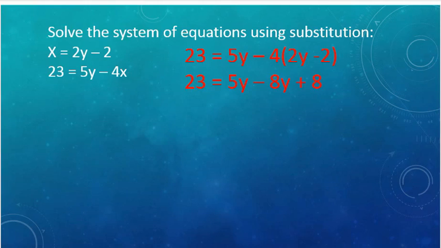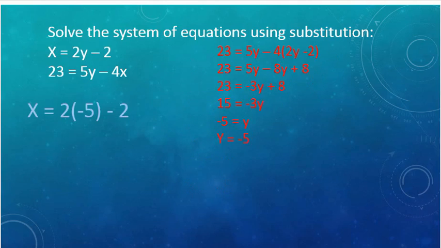You're going to continue to simplify, so in this case use your distributive property to multiply your minus 4 into 2y and minus 2. Continue to solve for y. You should have y equals negative 5 in the end. Now you need to plug that back into one of your equations. So you have x equals 2 times negative 5 minus 2. Simplify to find your x.